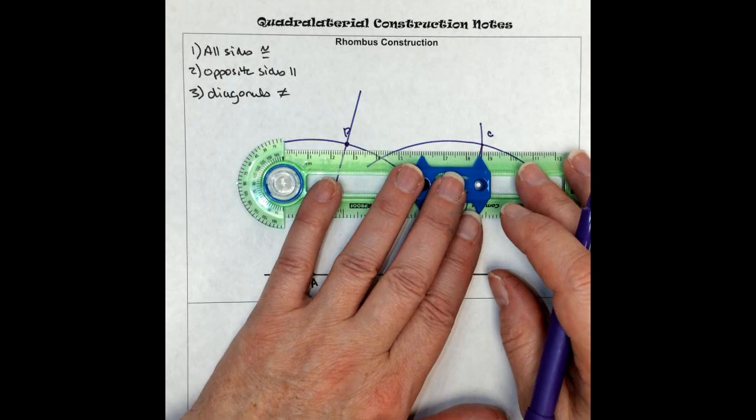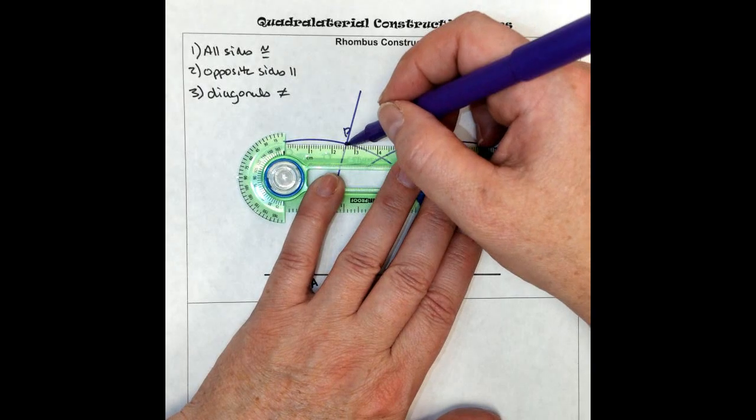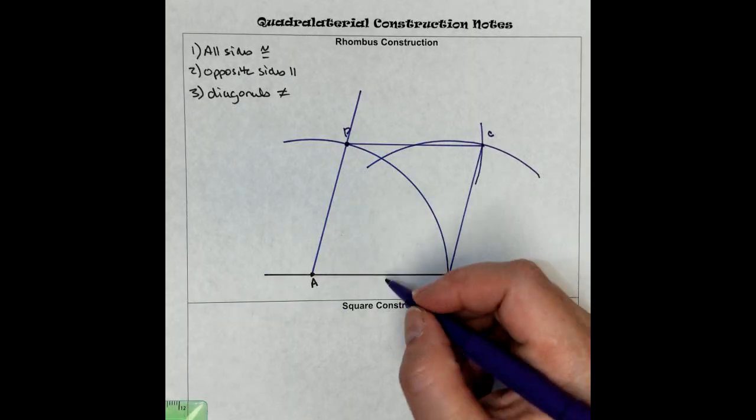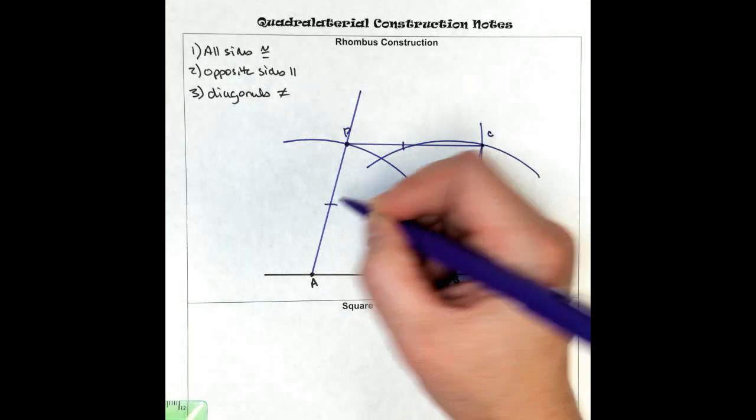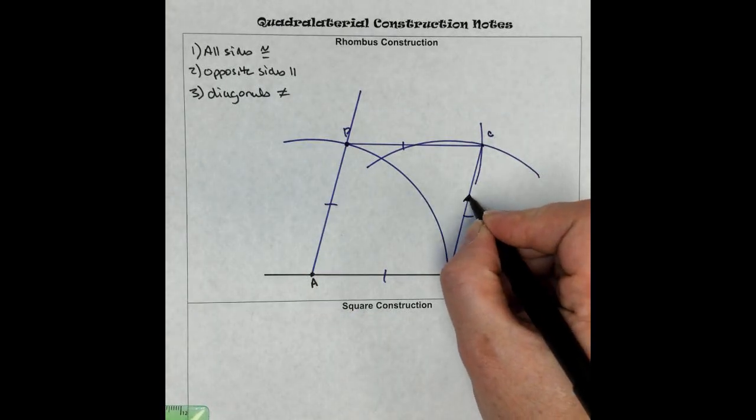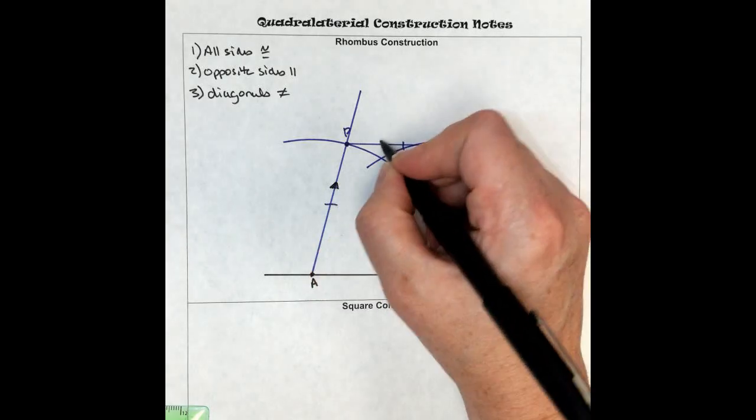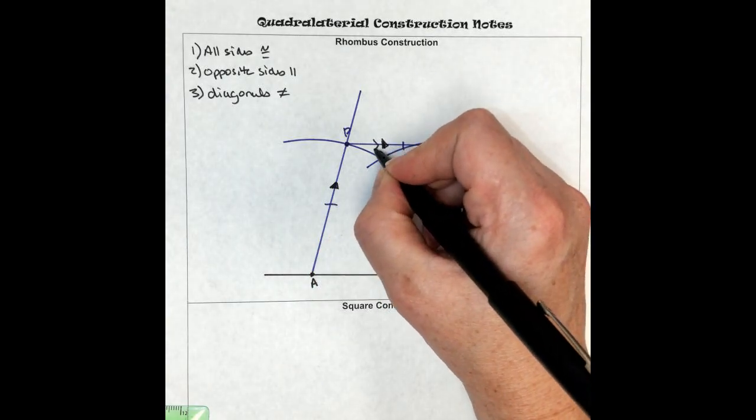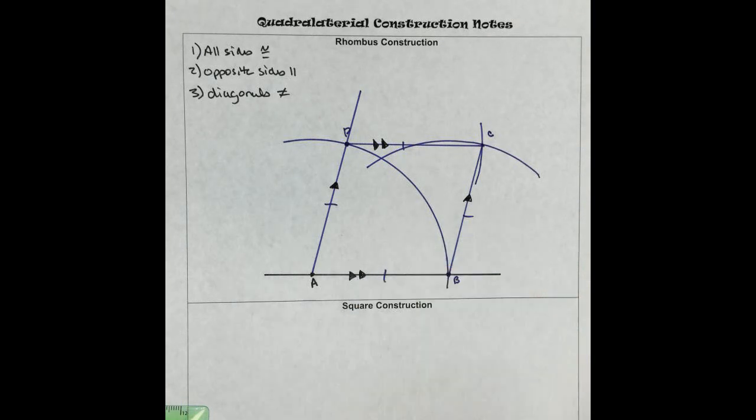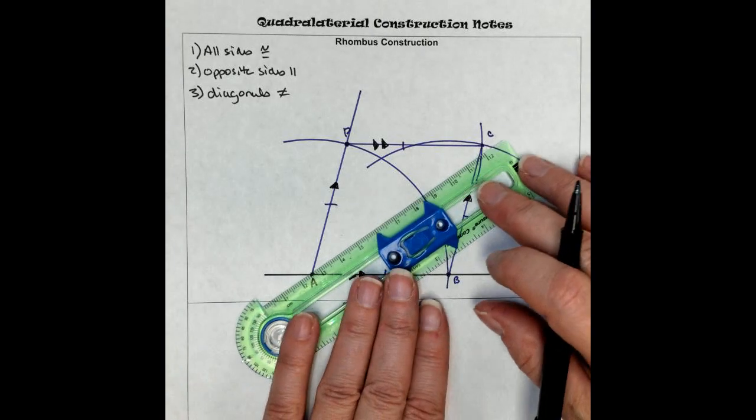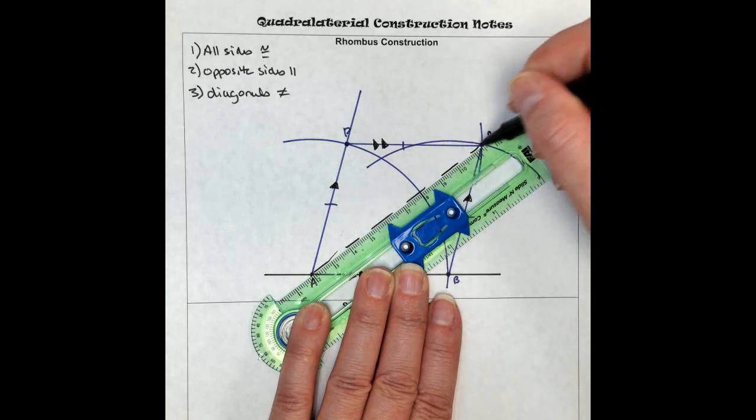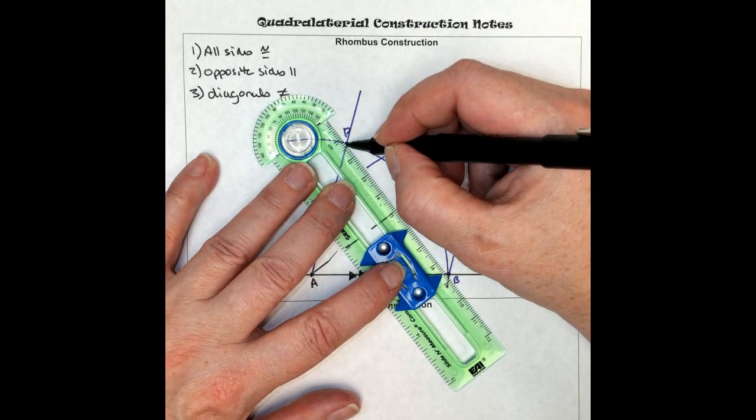So B to C and D to B. And there is my rhombus. These guys all have the same side length, so they are all congruent to each other. And then my opposite sides are parallel. And then the last thing is my diagonals are not equal.